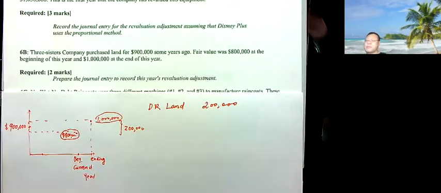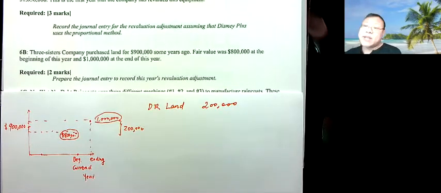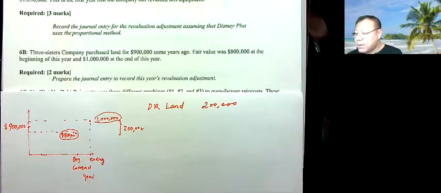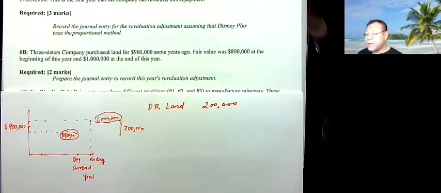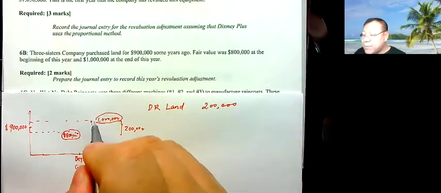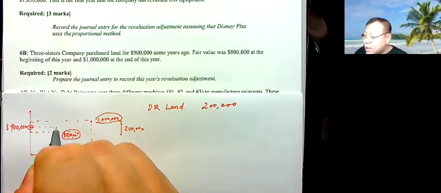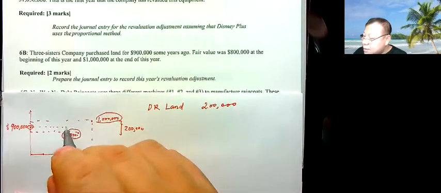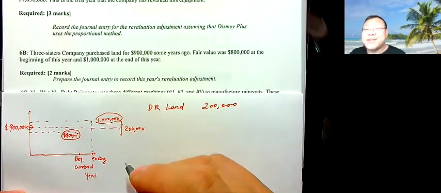Okay. And now you want to know what's the cumulative. Is this a cumulative loss or cumulative surplus? So to know that, you compare the current fair value with the original value, right? So your current value is 1 million. The original value is 900. So you have a cumulative surplus.